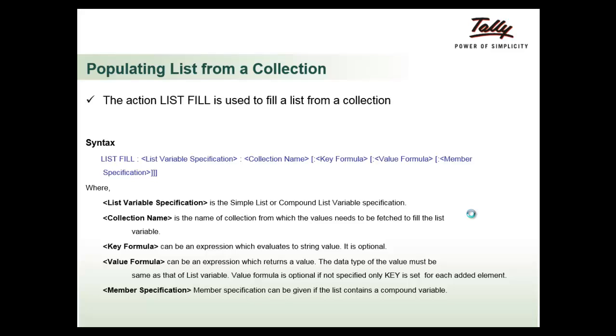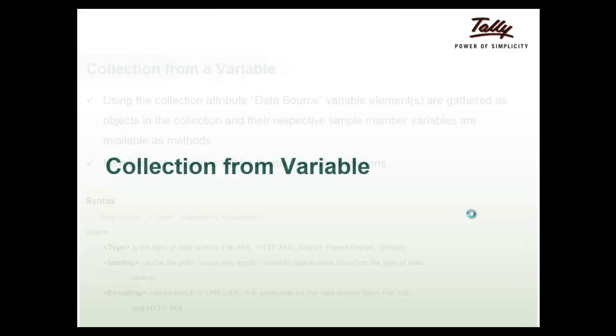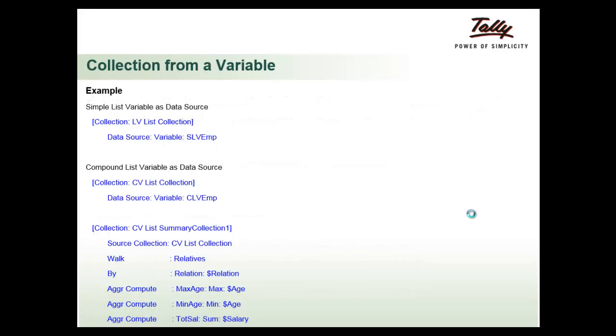The key formula and value formula are evaluated in context of the object in the collection. Then we went to how to form a collection from these variables. With the help of the data source attribute of the variable, you can form the collection from this variable. You should say data source colon variable and give the variable name. With this you can bring together all the values of your list variable, so that you can use or manipulate it later, either like a table, or you can repeat your line over the collection. So all the default collection functionalities can be used here.